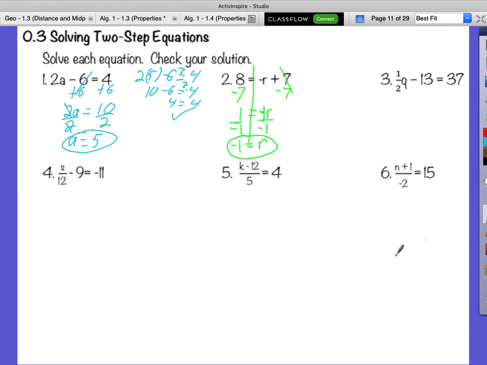Alright, what's happening with q? So that's being subtracted and multiplied with that half number. So what would you do first? Add 13, right? So let's do that. Start with what we know. 50. Okay, so if I put 1 over 2 q equals 50, right?